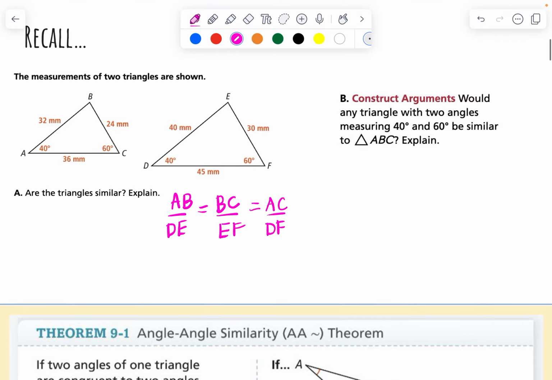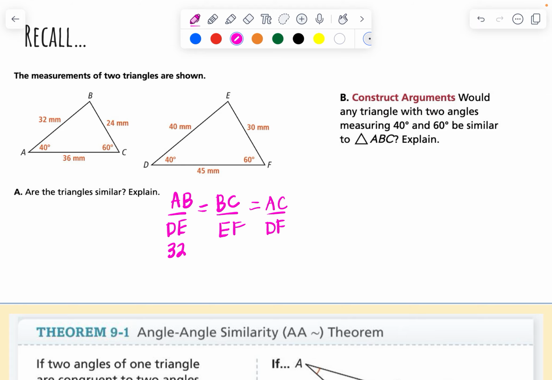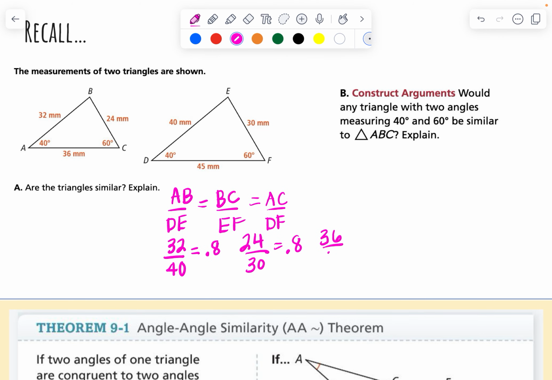So if we plug in the numbers here, AB is 32, DE is 40. If we simplify that, we would get 0.8. BC is 24. EF is 30. If we simplify that, we would get 0.8. And then AC is 36. And DF is 45. And if we simplify that, we would get 0.8. So I know that all of the sides are proportional.